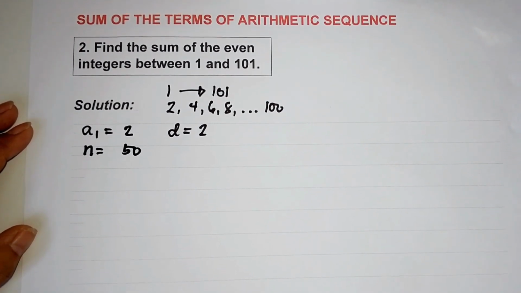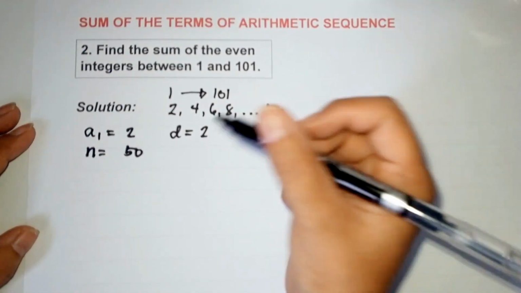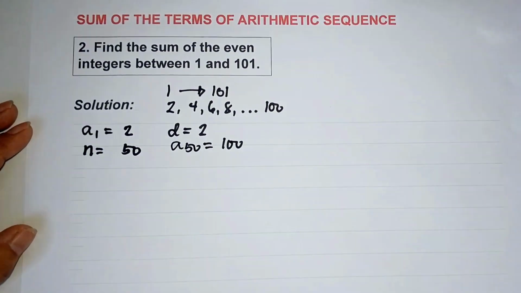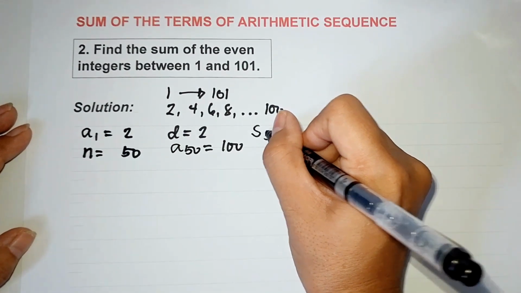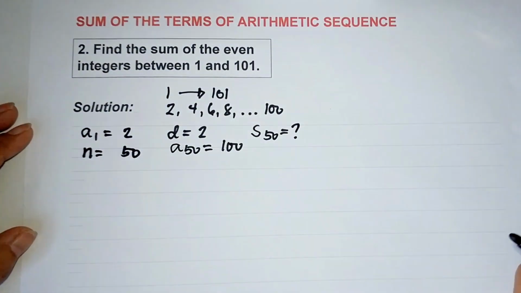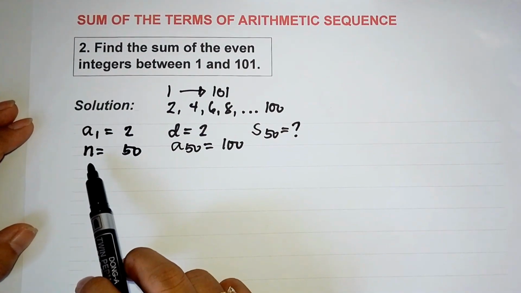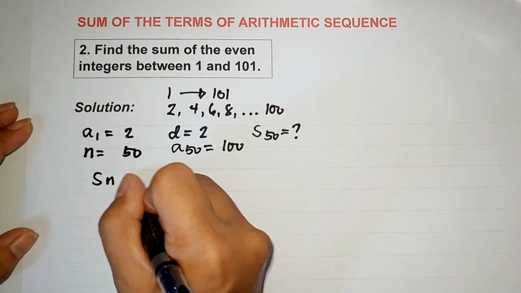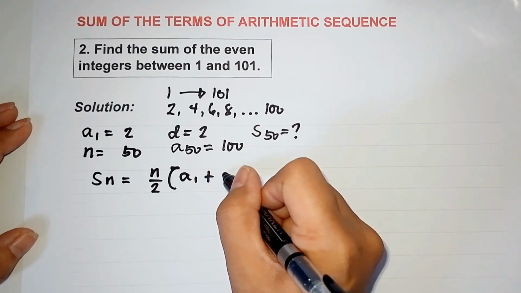Now we are asked to find the sum of these 50 numbers. Of course, our last term is 100. So S sub 50. Since we know the first term and the last term, and we also know how many numbers there are, we can use the formula S sub n equals n over 2 times first term plus last term.